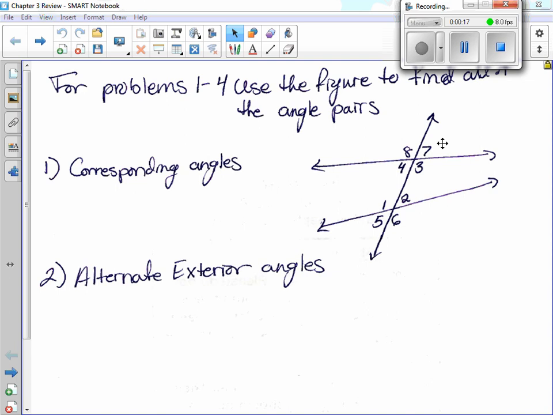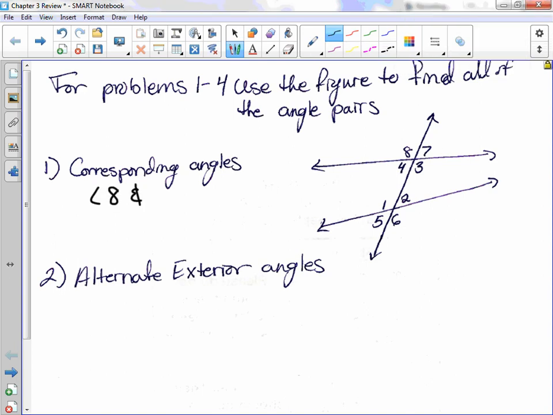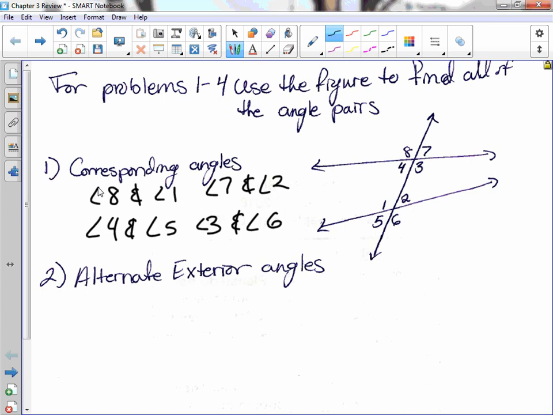Now, our corresponding angles are going to be in a similar spot on the line for two lines that are cut by a transversal. So for our setup here, we had 8 and 1, 7 and 2, 4 and 5, and then angle 3 and angle 6, because they kind of correspond to each other, where they're in the relatively same position of the line and the transversal. So are we good with corresponding angles? Yes?